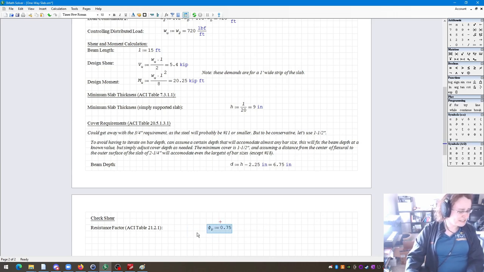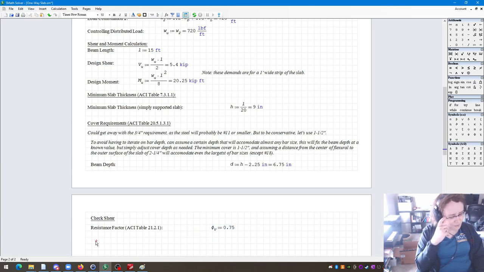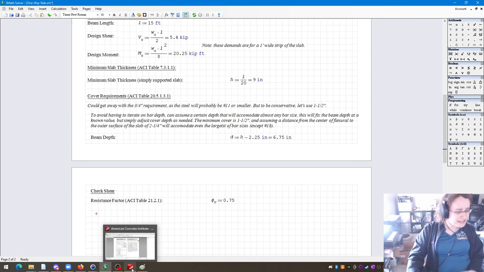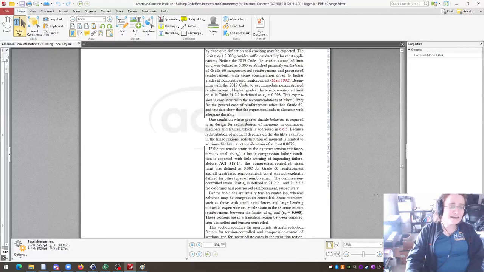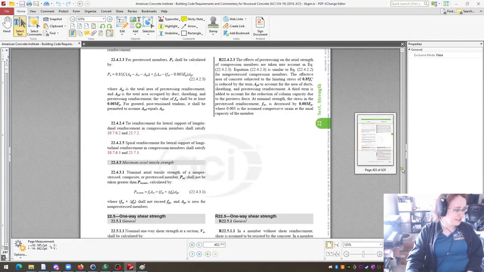Now, as we discussed in class, with a slab, we don't have shear stirrups. We don't have stirrups providing shear reinforcement. So all of the shear capacity needs to come from the concrete itself. And that is going to be determined by equation 22.5.5.1. Let's go down here to that section.